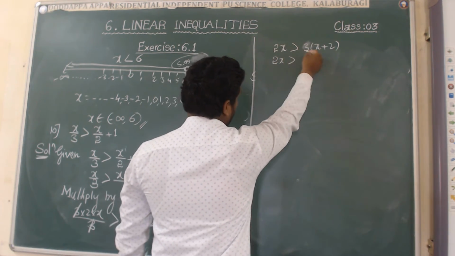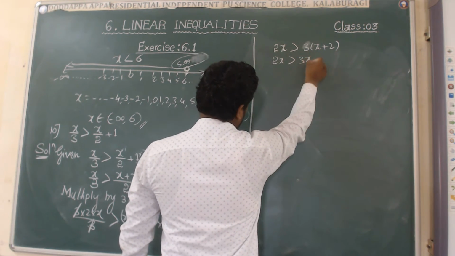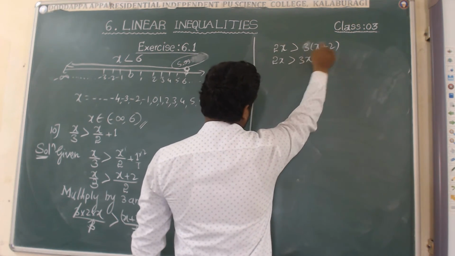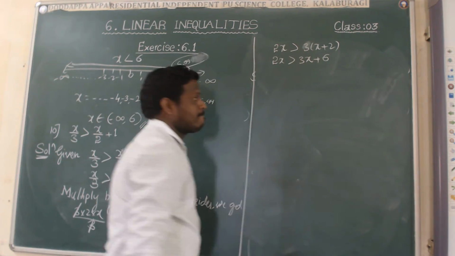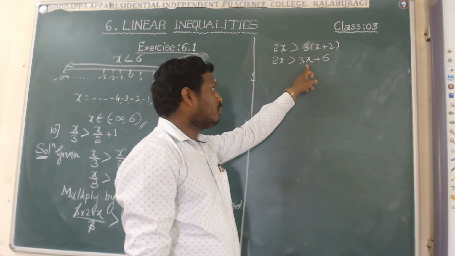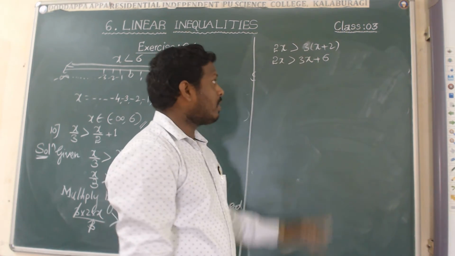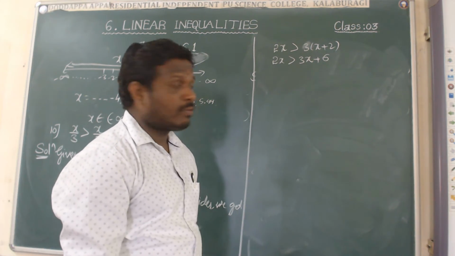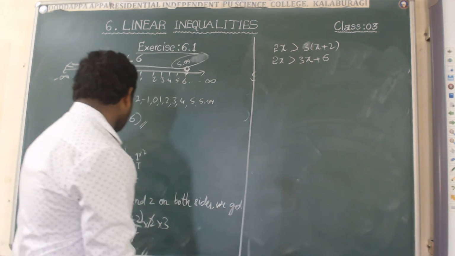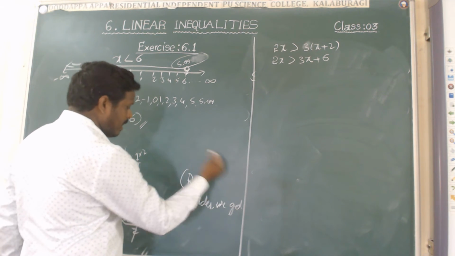2x is greater than, multiply 3 with both terms: 3 into x is 3x, plus 3 into 2 is 6. Okay, the next step is I want to remove the plus 3x from the RHS. So what do we do here? Subtract both sides by plus 3x.